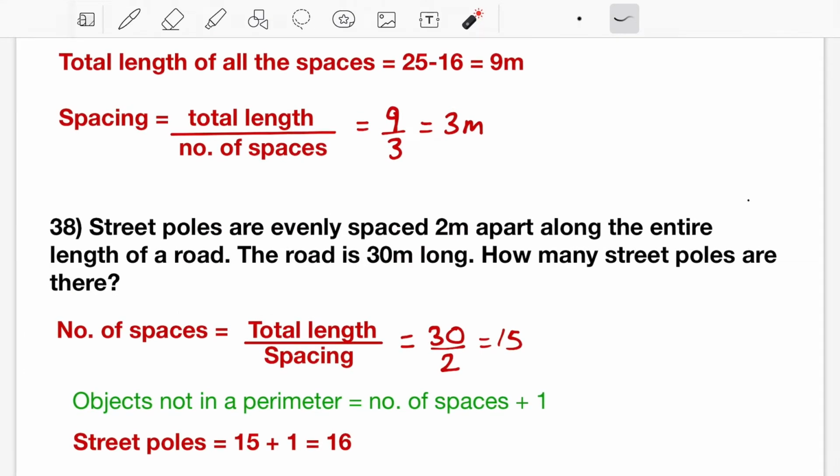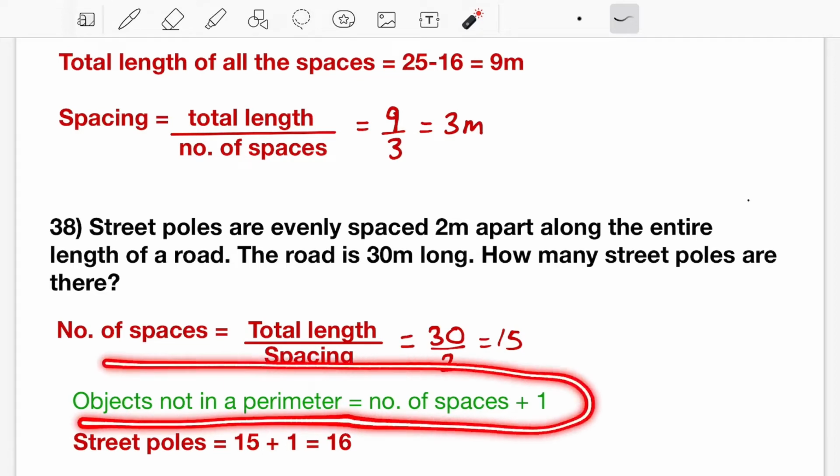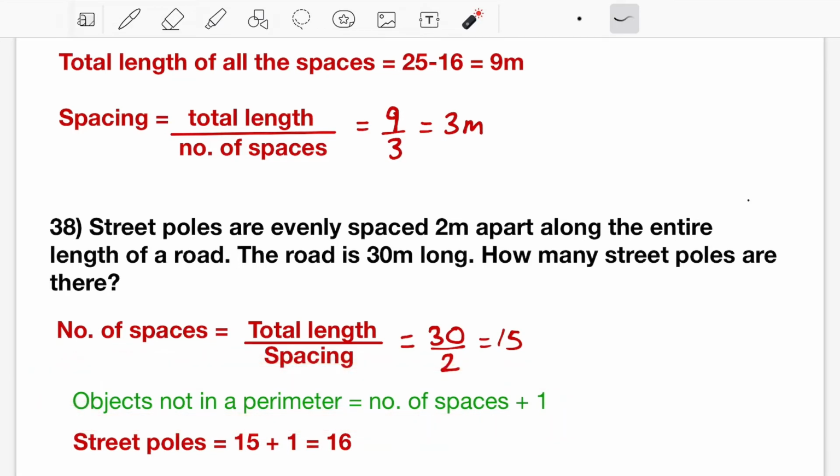Number 38. Street poles are evenly spaced 2 meters apart along the entire length of a road. So again, these are objects not in a perimeter. So that's it. The two main types is in a perimeter or not in a perimeter. The road is 30 meters long. So total length is 30 meters. How many street poles are there?